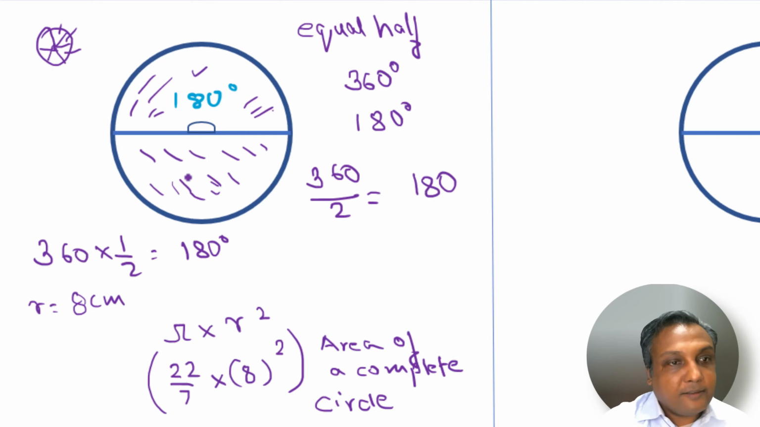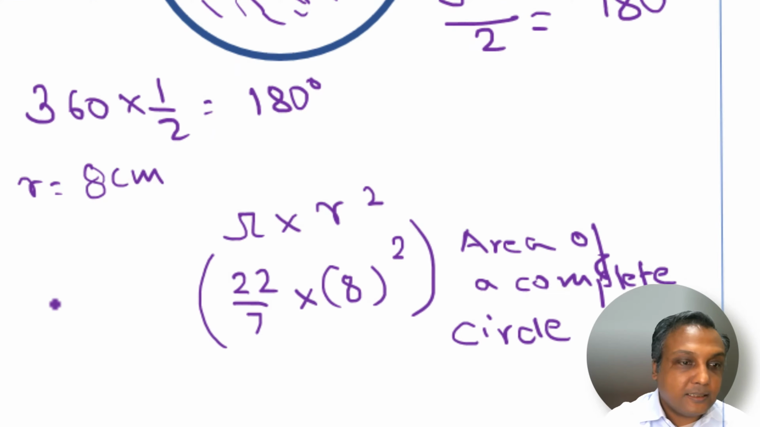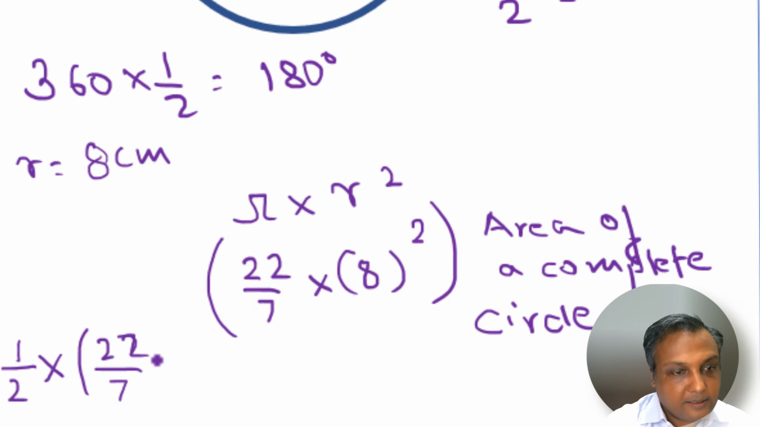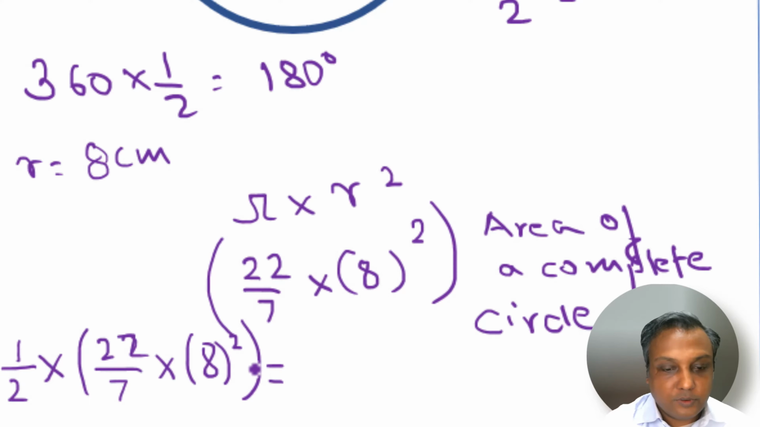To find the value of this half sector, we just have to do half into 22 by 7 into 8 square. That gives us a value of around 100 centimeter square.